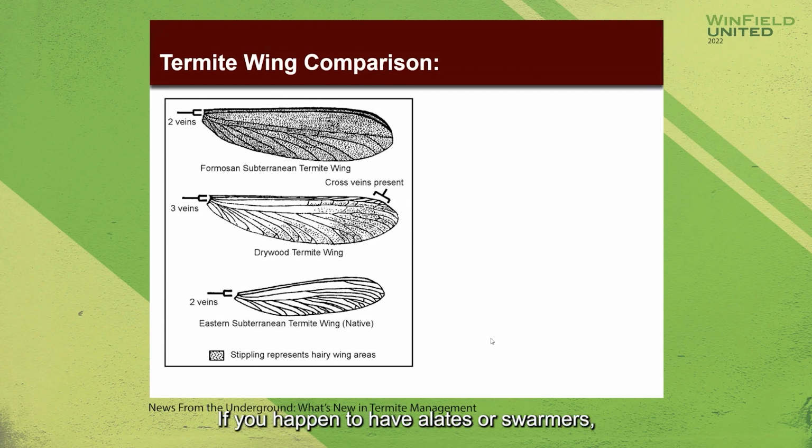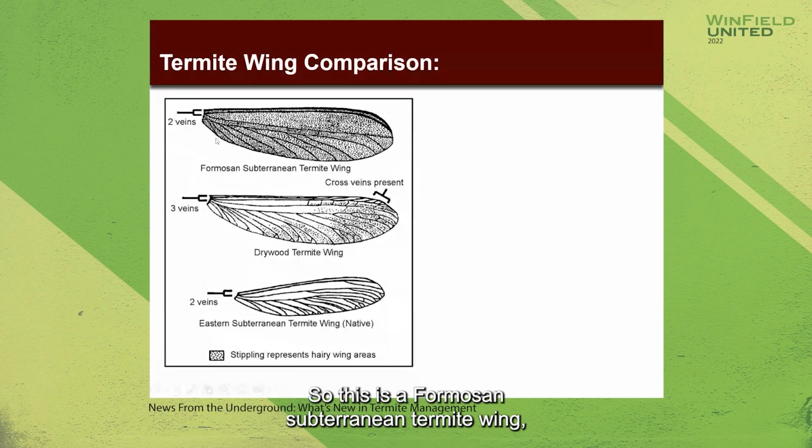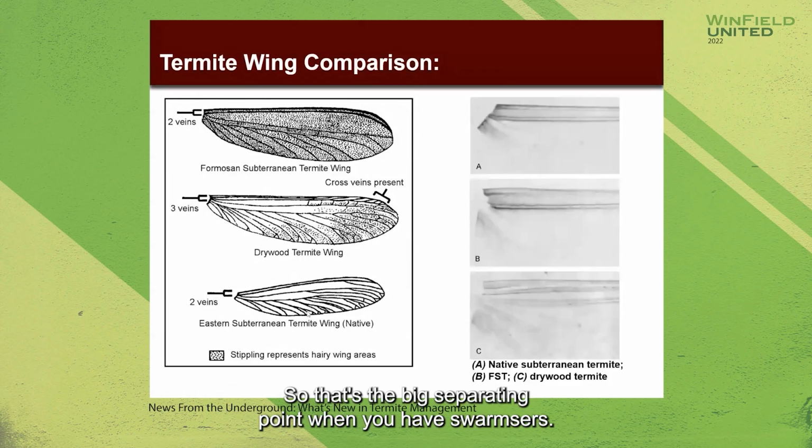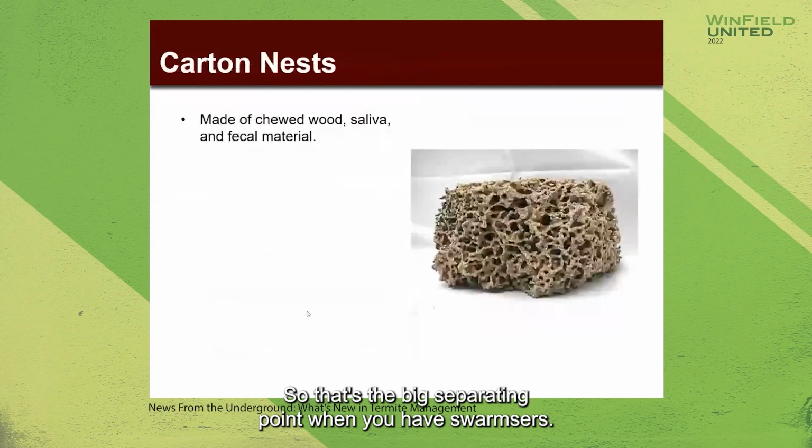If you happen to have alates or swarmers, it's very easy to tell them apart too. This is a Formosan subterranean termite wing, and all those little dots are meant to signify hairs. Our Formosan termites have hairs on their wings, tiny hairs, but you can see them with proper magnification, whereas our native subterranean termites are hairless on their wings. So that's the big separating point when you have swarmers.